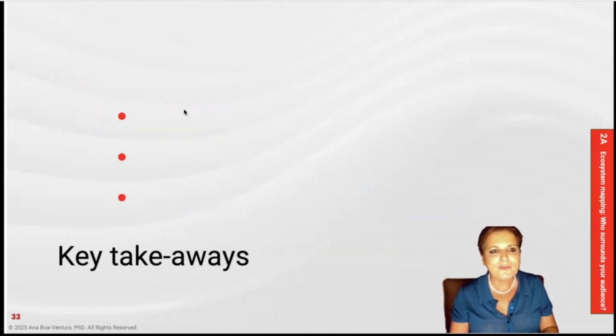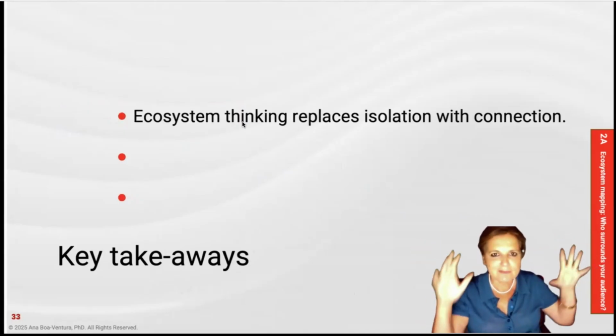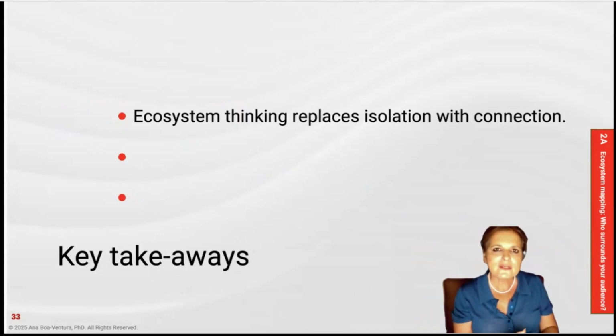So the key takeaways of this session we covered today are really, this session was about ecosystem mapping, who surrounds your audience, right? It takes a village. Who's in yours? Who is the audience in your village, right? But key takeaways were that ecosystem thinking, it's a different type of thinking, replaces isolation with connection. So that was really our first takeaway.